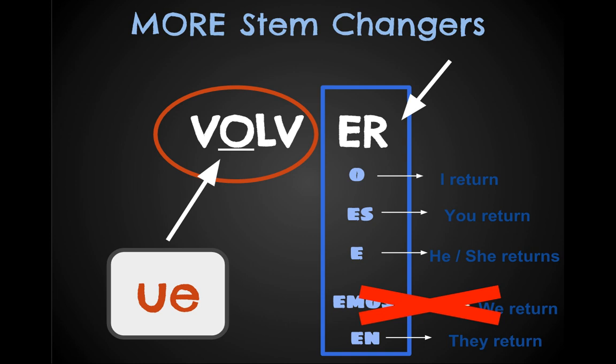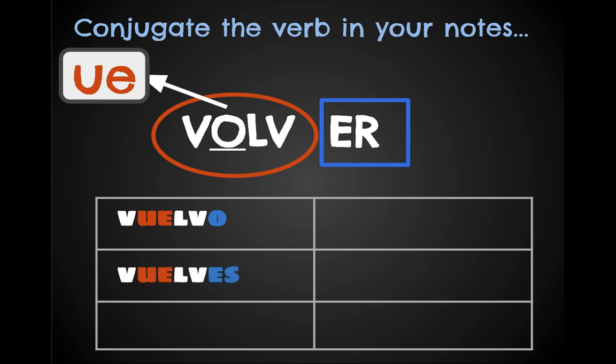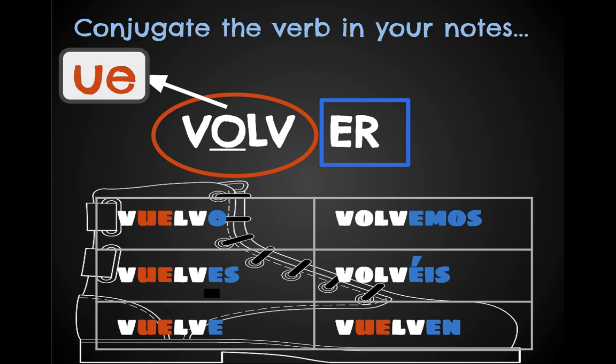So if we continue to the next slide, you can copy down this chart with me in your notes. Vuelvo, vuelves, vuelve, volvemos, volvéis, vuelven. Again, there is really no explanation for why this spelling change happens. It's just something we have to get used to and remember when we're speaking or writing in Spanish. If it helps, you can remember that these are also called boot verbs. If we draw a boot over this chart, the ones inside the boot have the spelling change, while the two outside the boot do not.